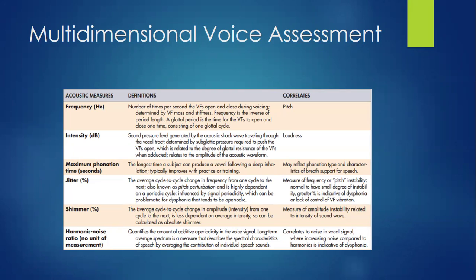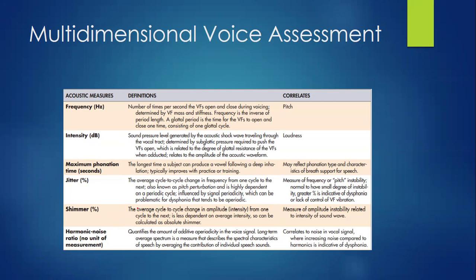Jitter is the cycle by cycle change in frequency or variations in pitch, you can put it that way, or pitch perturbations. I used a few different terminologies there. Then there's shimmer, which is the cycle to cycle change in amplitude, less dependent on average intensity, but we're talking about the variation in amplitude.